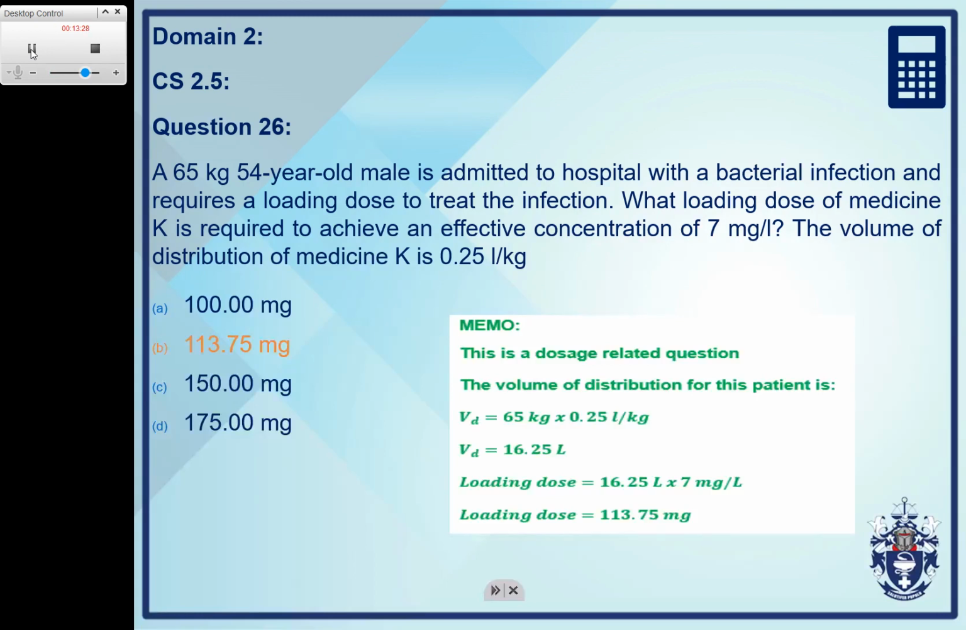And therefore, to get the required concentration of 7 milligrams of drug per liter of distribution, you will have to multiply the volume of distribution, which is 16.25 liters, by the required effective concentration of 7 milligrams per liter, and then you will get an answer of 113.75 milligrams. This will therefore be the loading dose needed to render an effective concentration of 7 milligrams per liter. From the possible list of answers, you will note again, this will be option B.